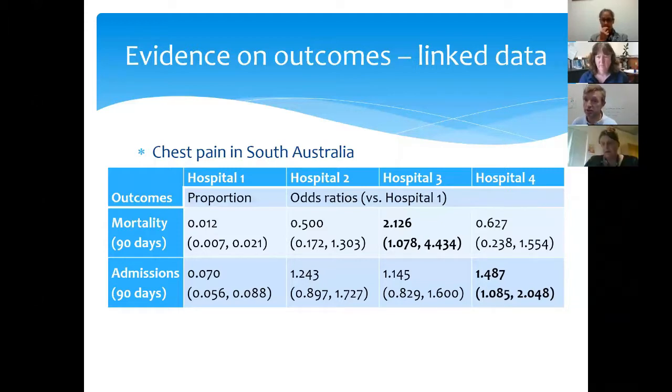And likewise with admissions, we can see here that all 3 of the hospitals have got increased rates of admissions compared to hospital 1, but hospital 4 in this case has got a statistically significant increase in admissions. So it's really giving us a bit more of an insight into potentially important outcomes that we can investigate further. And we certainly wouldn't recommend taking drastic actions based on these results, but it's really a kind of screen to say, well, which hospitals might we want to look at in a bit more detail.